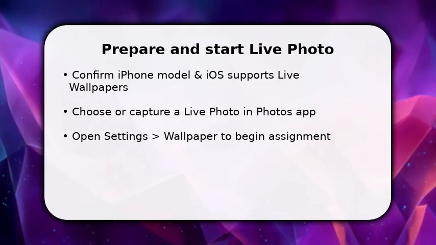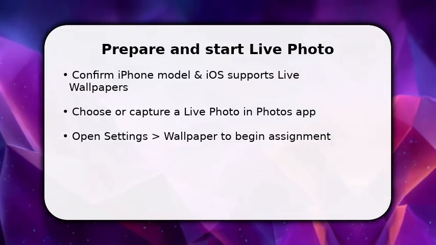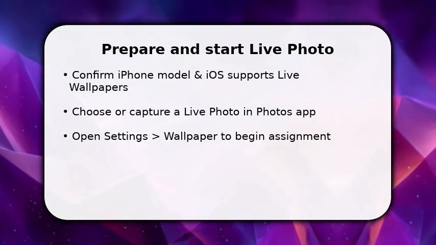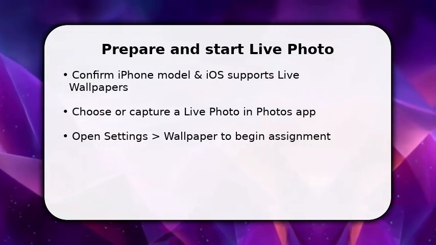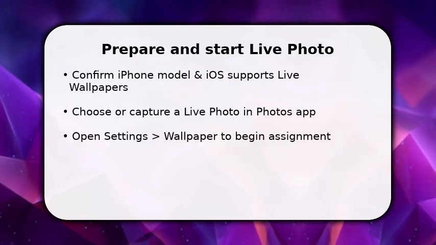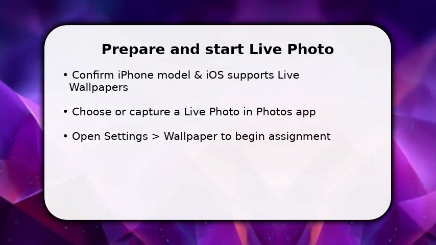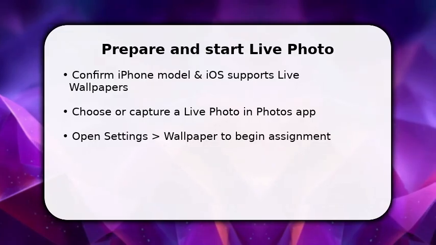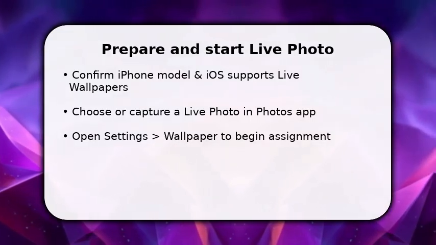Once done, tap the Share button, select Use as Wallpaper, and make sure Live Photo is active. This first action links the animated frames to the lock screen. You're setting the source and ensuring the system recognizes the motion before you move to placement and customization.